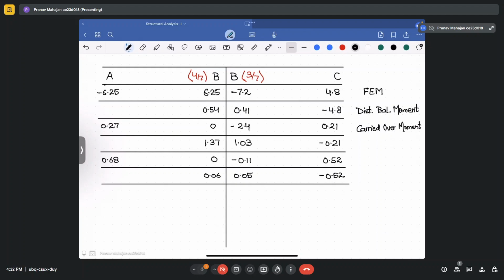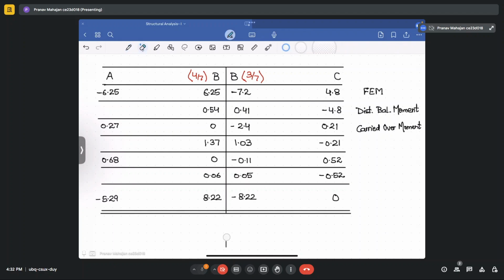Okay. If you add all of them, you will get the value as minus 5.29. Here you will get 8.22. Here you will get minus 8.22, and in this case you will get the value as 0. So by this you will end the problem here. So now you have calculated the end moments. If you plot them, how it will look like, let's see that.